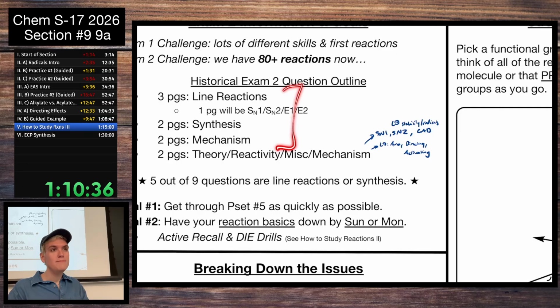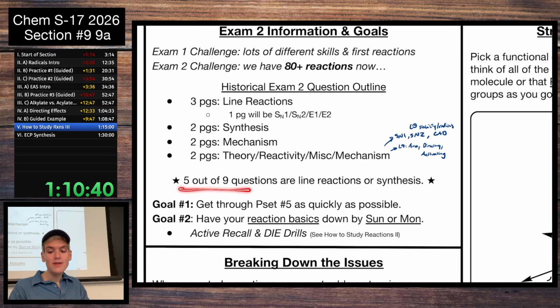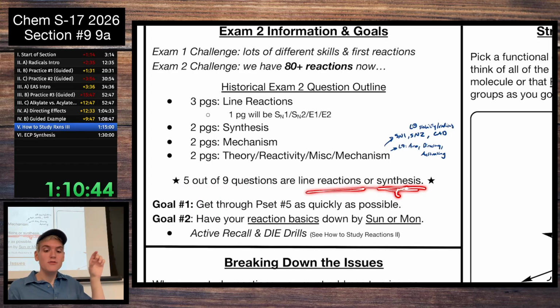But 7 of your 9 pages are now reactions. That's a lot. And of those, 5 out of 9 questions are line reactions or synthesis, working at that line reaction level. So right now, I would say your number 1 goal is to get through problem set 5 as quickly as possible. I would say try to have it done maybe by Saturday.